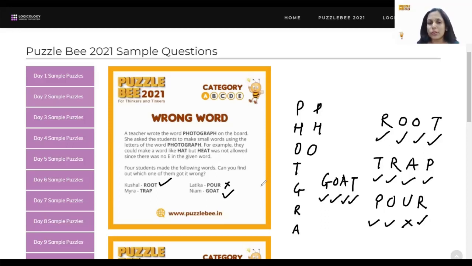So my question for all of you is, can you try to make some more words? Don't be like Latika who got this wrong. Try to find out some more words using the letters from the word photograph. These are the letters you have: two P's, two H's, two O's, and then T, G, R, A. Try making some more. I can probably show one easy one. I mean, that's a giveaway of sorts. One word which you can make out of this is photo. It's kind of directly given. So try to make more such words.